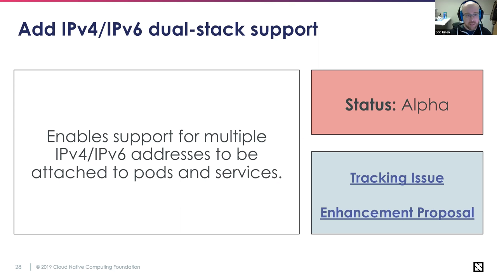Some of the major changes that happened with the IPv4, IPv6 dual stack enhancement: dual stack support was added to the kube proxy in IP tables mode, as well as support for dual stack in the downward API. So now if you're doing a reference with the downward API, you'll have both the IPv4 and IPv6 address, and they're separated by a comma.